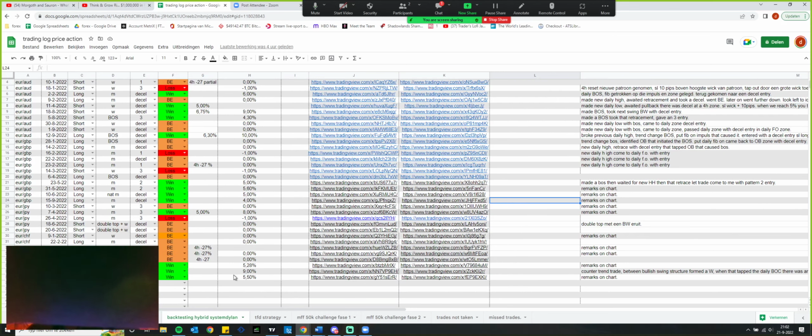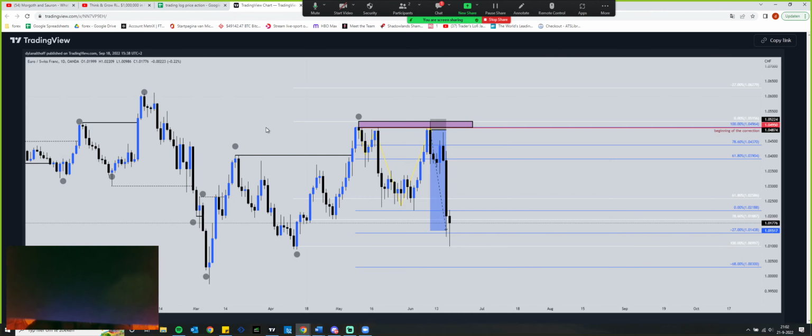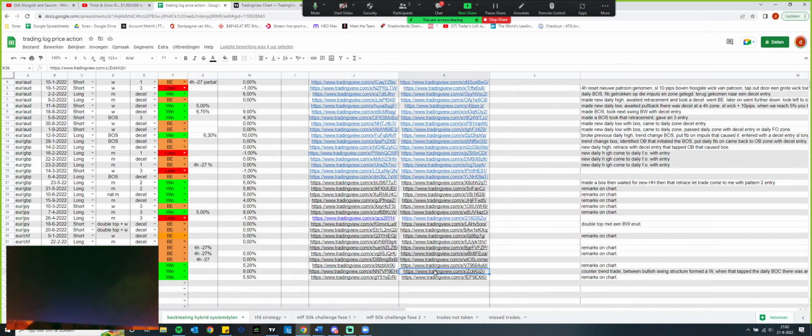You know. Here, I want to show you, for example, a quick trade on Euro Swiss daily. This is like a 4 hour strategy, you know. We come up, we have a break of structure. This is like an order block entry, but I didn't take it as an order block. I took it as a deceleration entry.